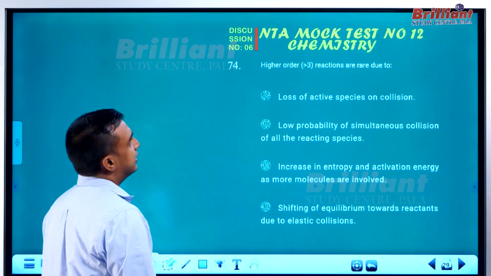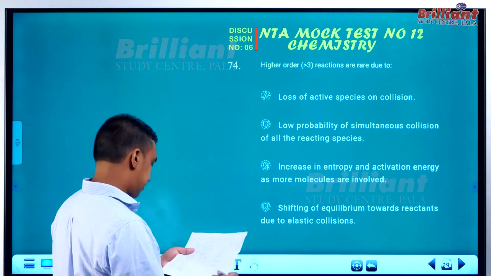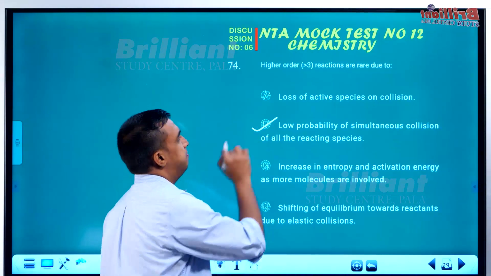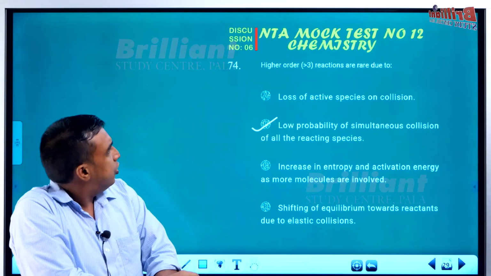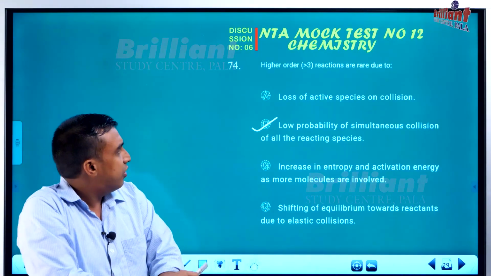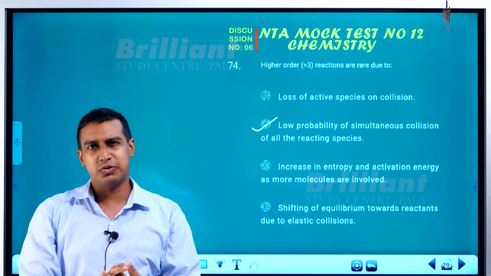Higher order greater than 3 reactions are rare due to... Question number 74 and the answer is option B. I will mark this idea: low probability of simultaneous collision of all the reacting species. This is chemical kinetics, in our collision theory.